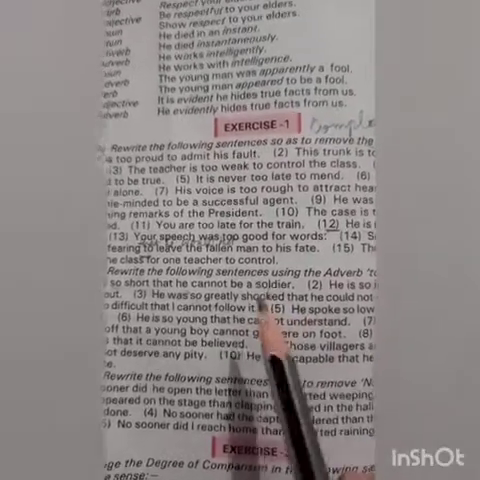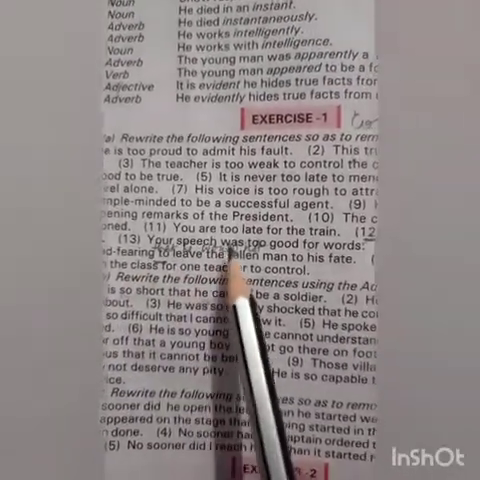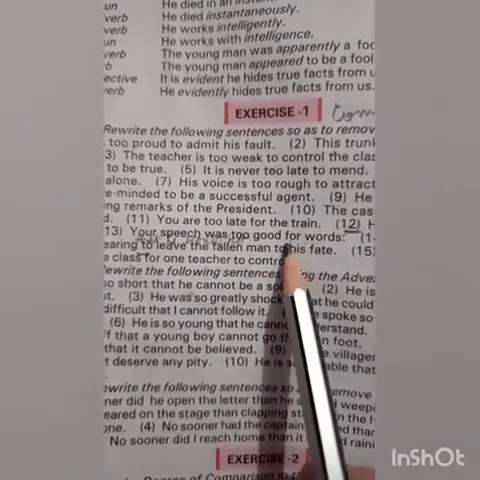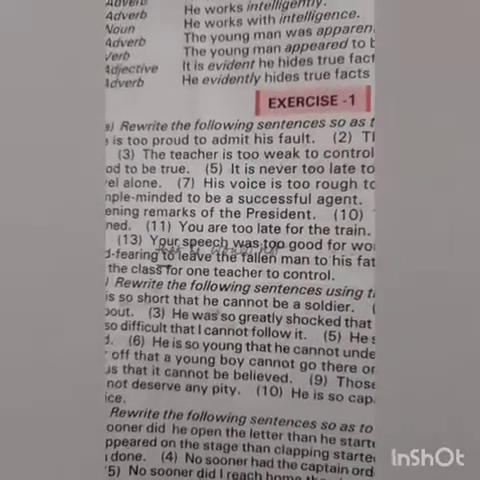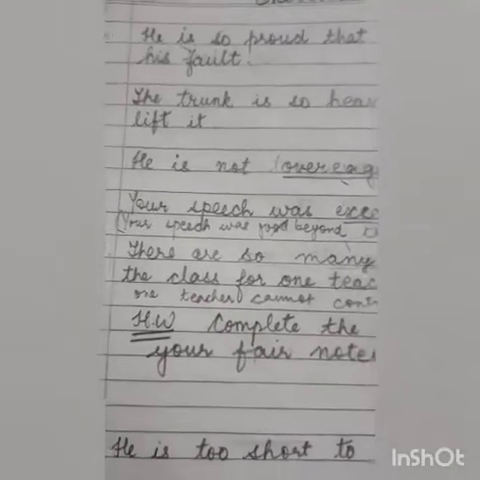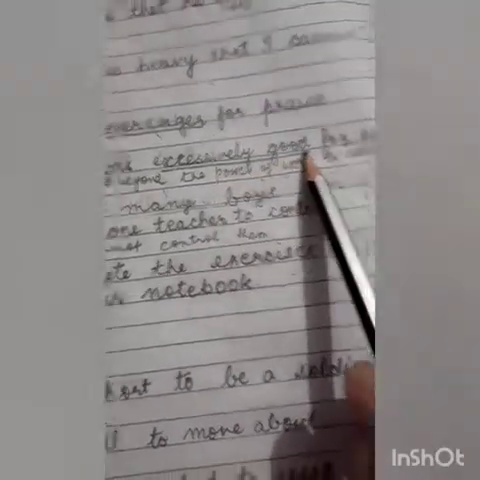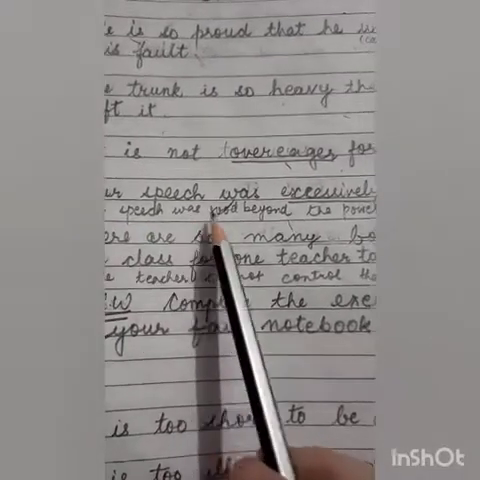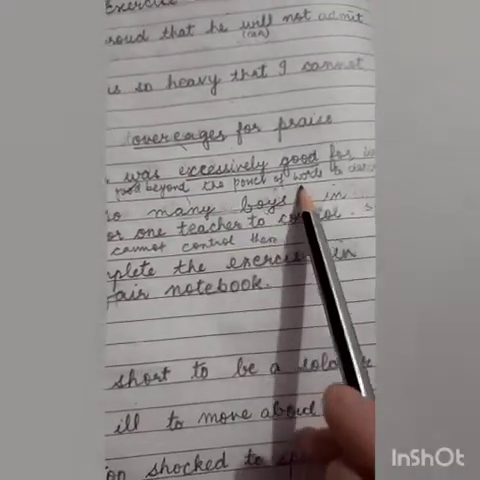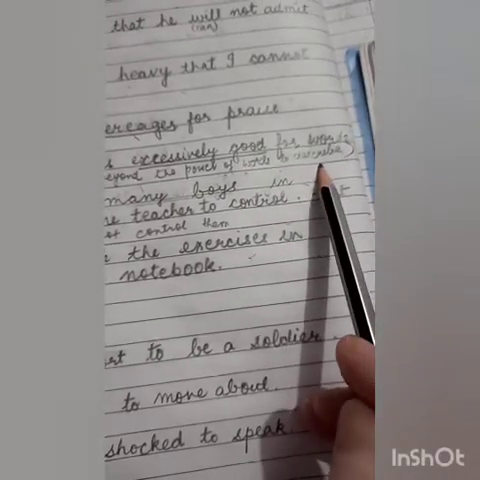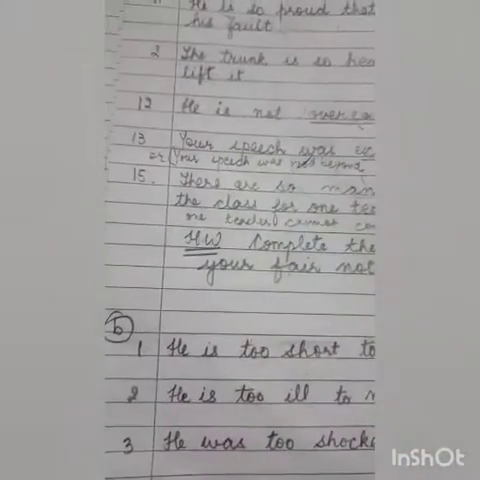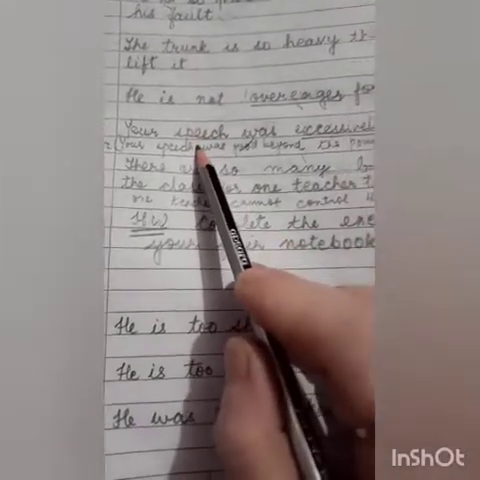Now children, come to the 13th statement. Your speech was too good for words. Again over here there is no infinitive used in the sentence. So what could be the answer? The answer is, your speech was excessively good for words. Or you can also write, your speech was good beyond the power of words to describe. So any of these two sentences can be written. Either the first sentence or the second sentence is correct for this.